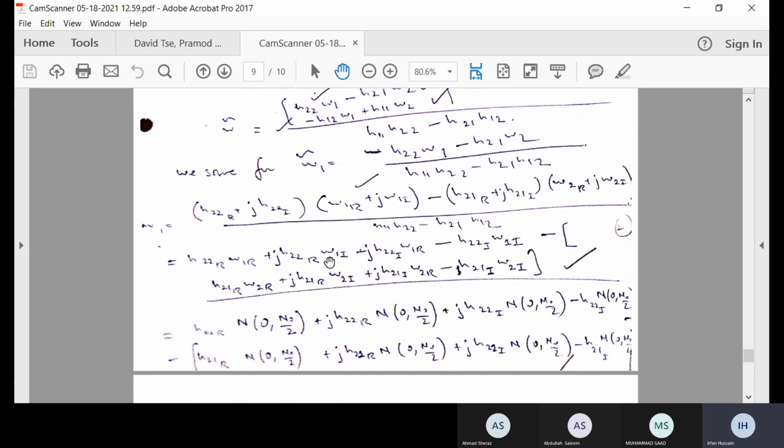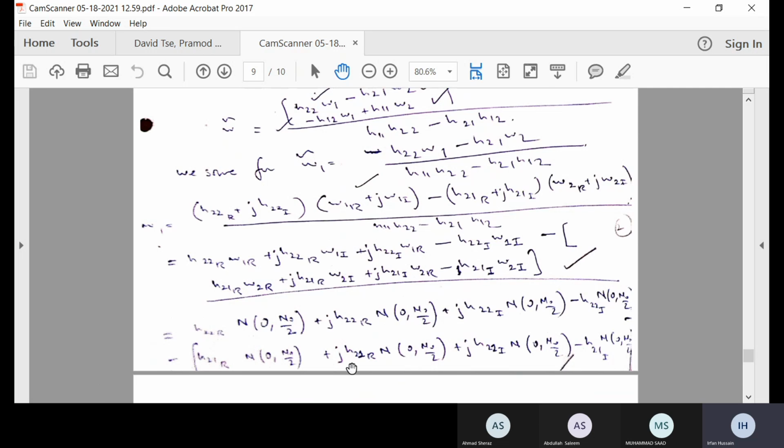The values of W1, W1R and W1I: you can see that it will be these values. W1 real will be N0 by 2. Similarly, imaginary will also be N0 by 2, and in this way you can write all these things.